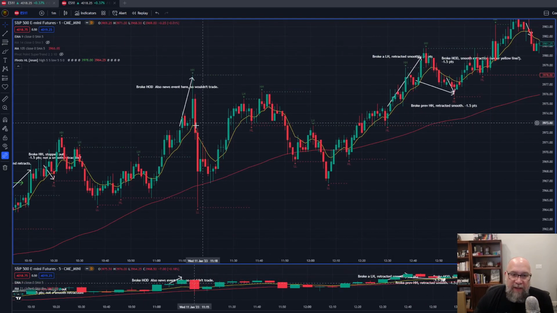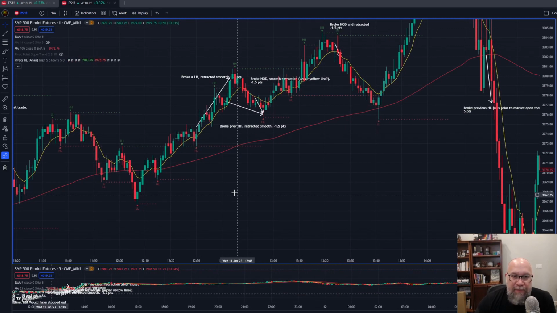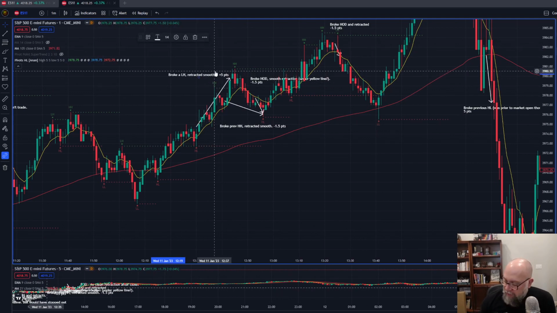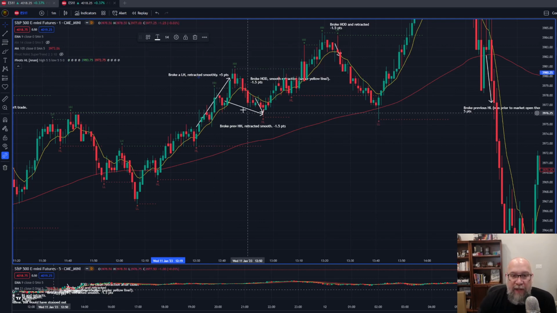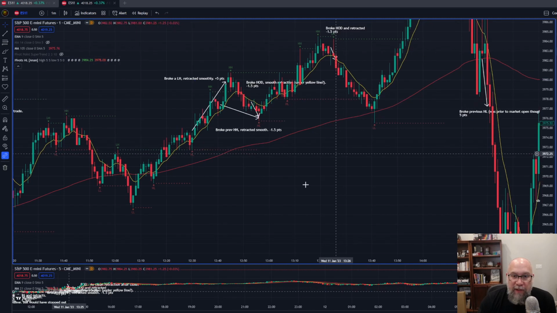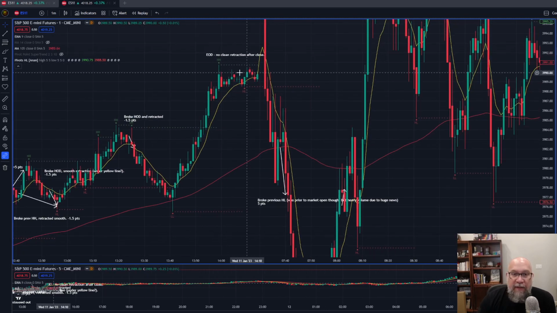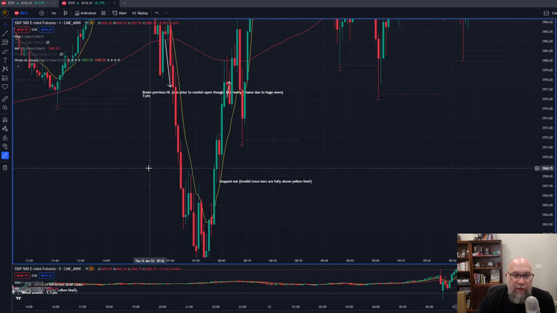This was a news event. This actually would have worked, but I would not trade near news events, so I'm just going to ignore that one completely. Broke a lower high. This one is plus 5 points, so we have another win. And then if you were in the trade and you took another one here, basically you get out, that's a loss, and then this one would be a loss. So we have 3 more losses right there. And no clean retraction after the close. So this was very choppy to me getting into the close. And this was at the very end of the day, so probably not a great thing to get into.